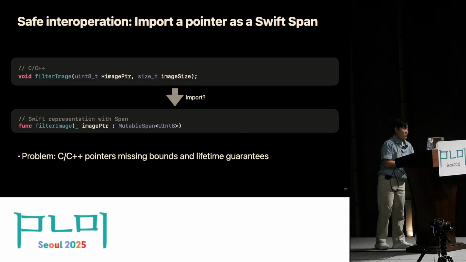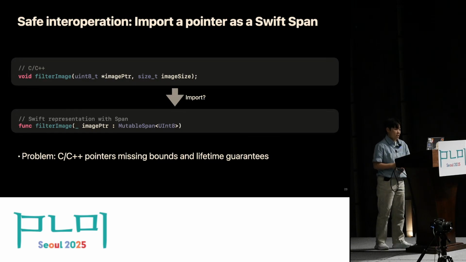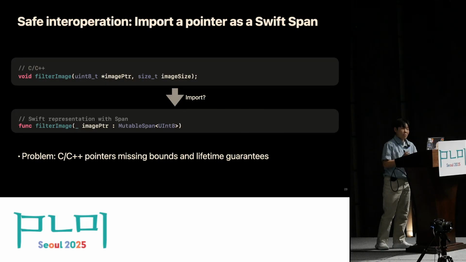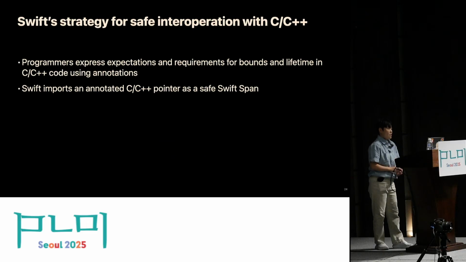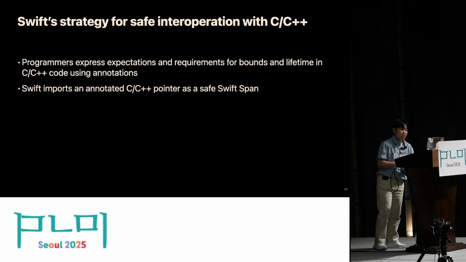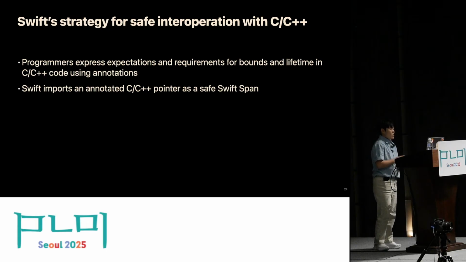Ideally, a C pointer should be directly imported as a Swift span. That will make the interoperation boundary safe. But the problem is that C and C++ pointers are missing bounds and lifetime guarantees. To close those gaps, Swift's strategy is to allow programmers to express bounds and lifetime requirements for C and C++ code using annotations. Then Swift understands these annotations and uses them to import C or C++ code as safe Swift alternatives.